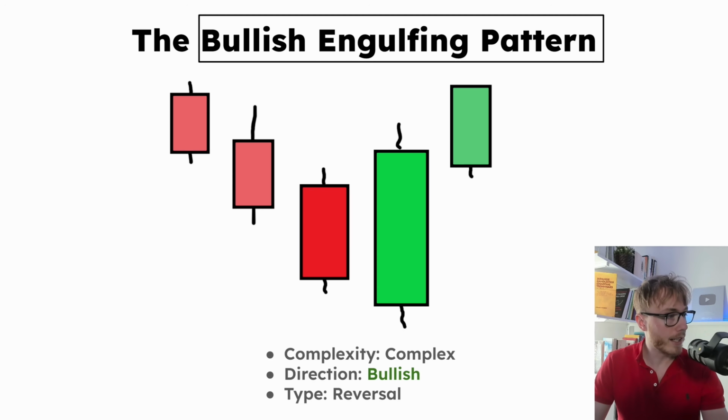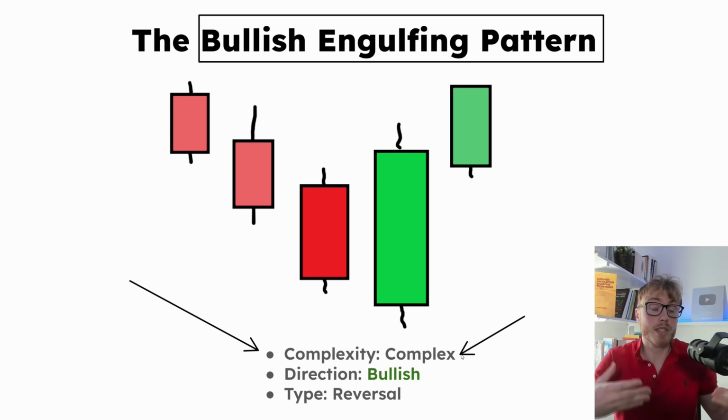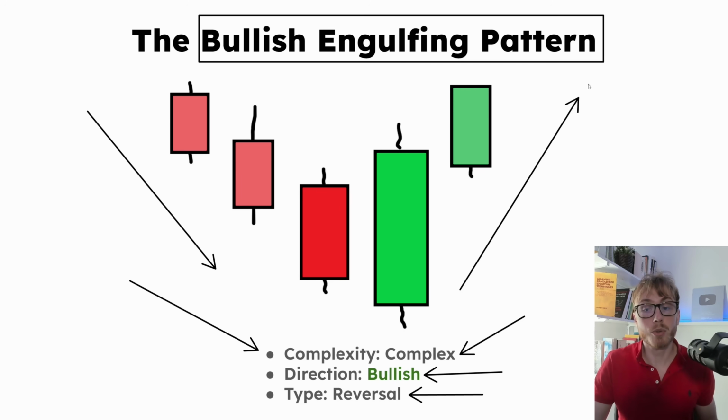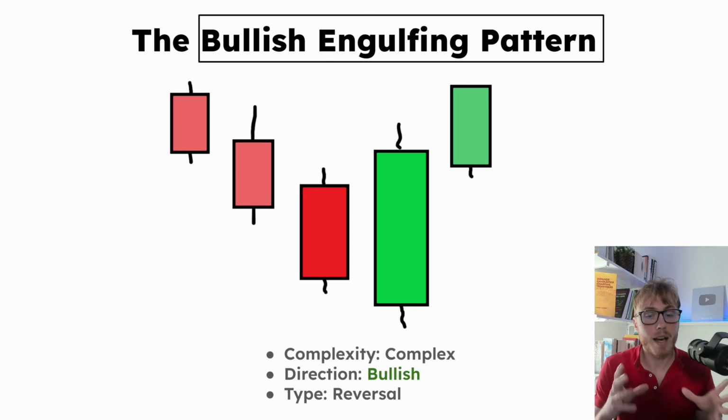And as you can see here on the bottom, and I will do this for every single pattern, I list the complexity, the direction, and the type. In this case, it's a complex pattern because it consists of more than 1 candle. It's a bullish pattern because it indicates a move towards the upside. And it's a reversal because it reverses the price from a downtrend to an uptrend.